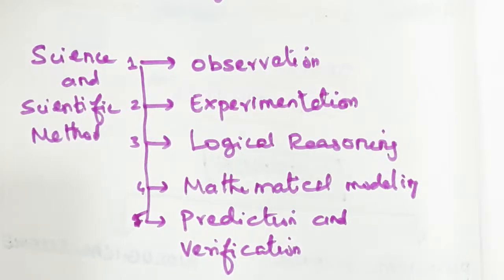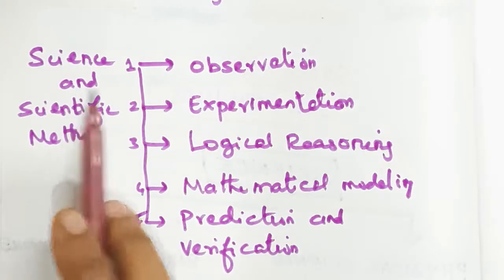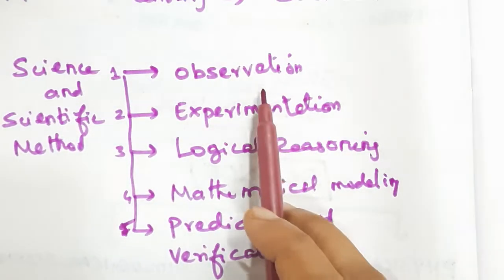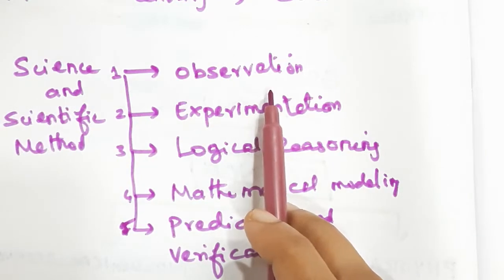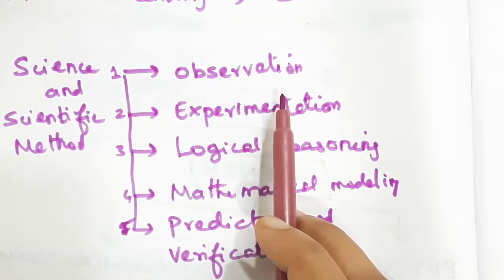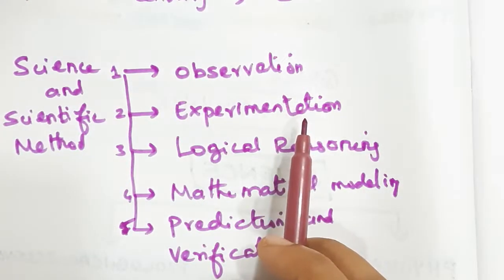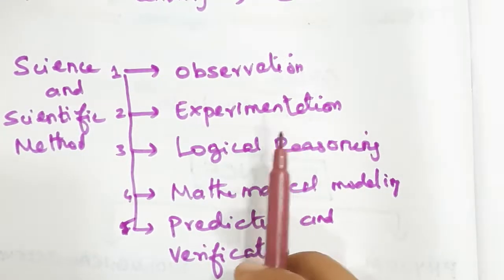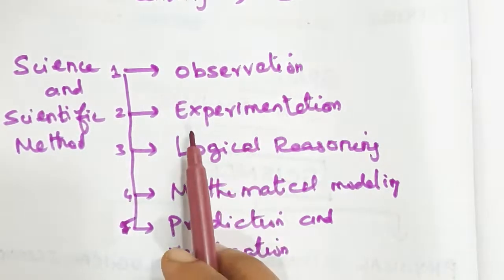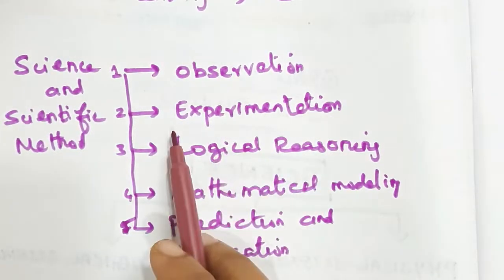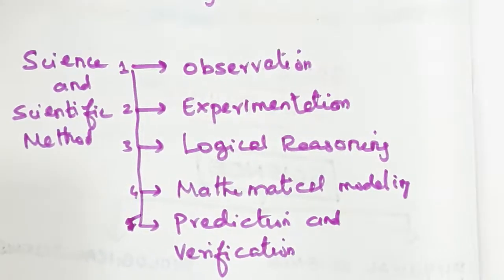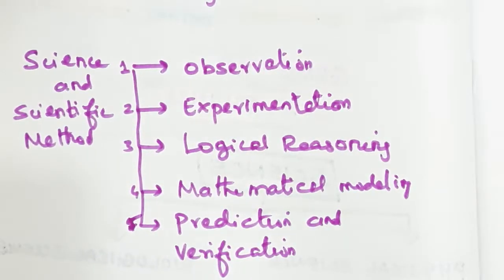The step-by-step approach I have written here: science and scientific method. First there will be an observation, a systematic observation. We have to see what is happening around us. Then we have to think why it is happening. Then we have to do the experimentation. The second part is controlled experimentation. First observation, next experimentation.